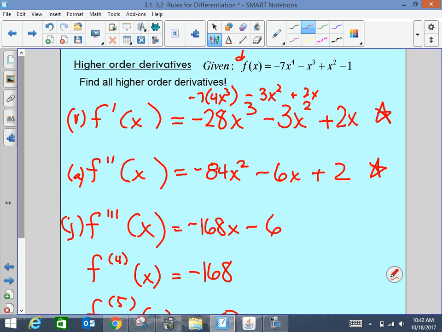Yes, ma'am. So what would a question be on the test? Would it be like an application question? It could be just find the second derivative. It could be find the concavity, which involves the second derivative. It could be find the velocity, when it's going forward or backwards. So if it gave you the distance, find the acceleration. Find the second derivative, that's right.